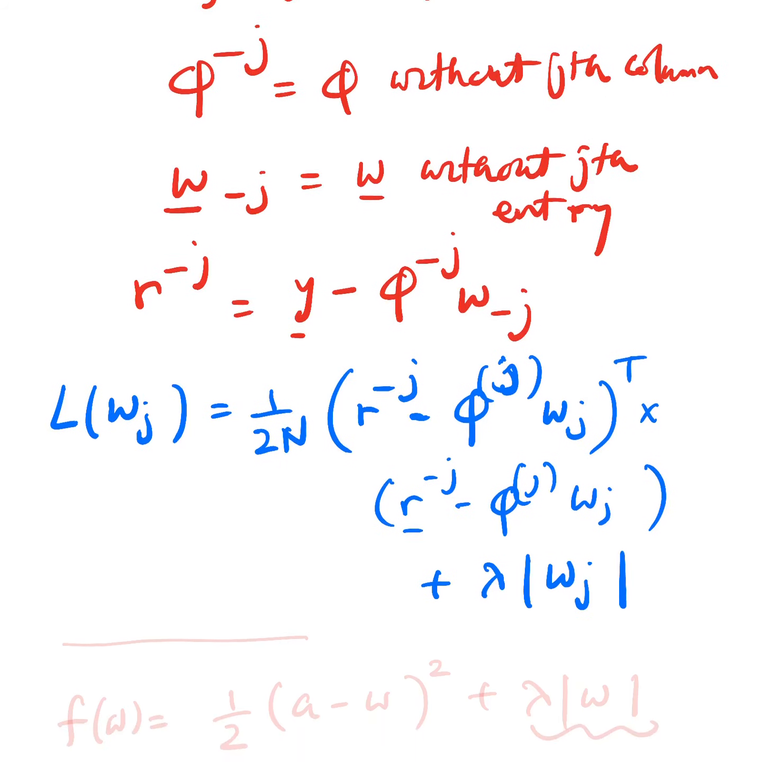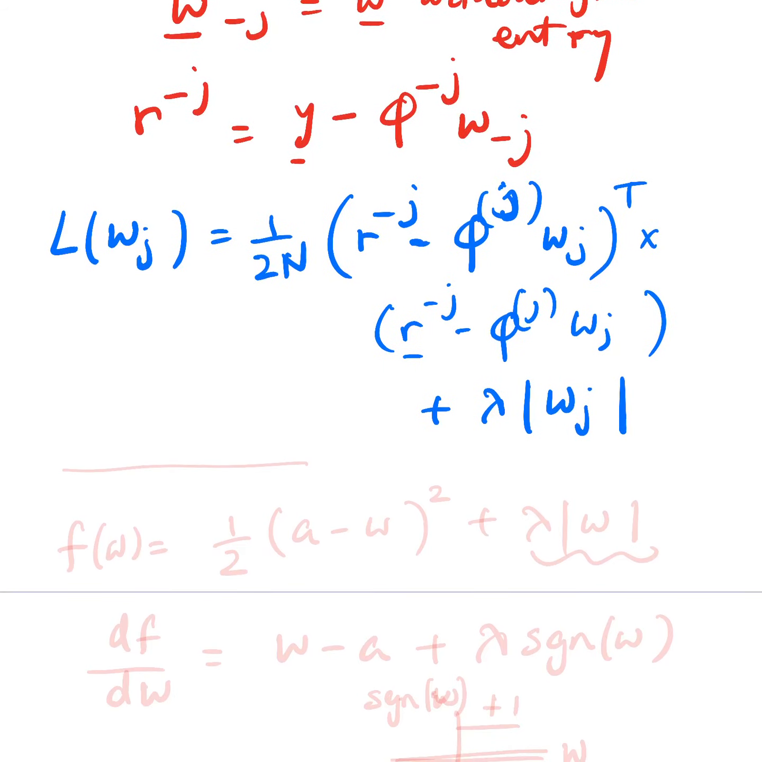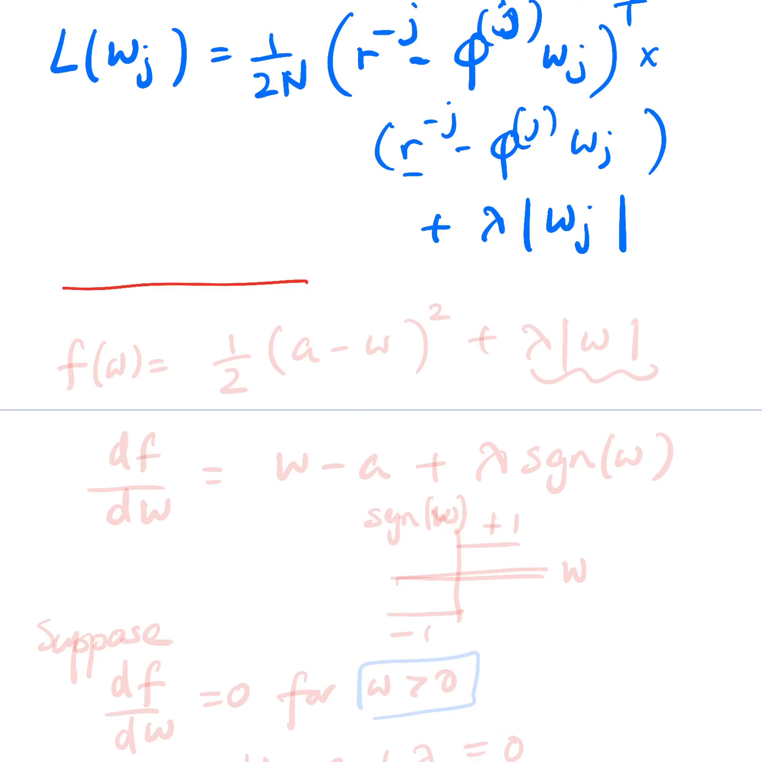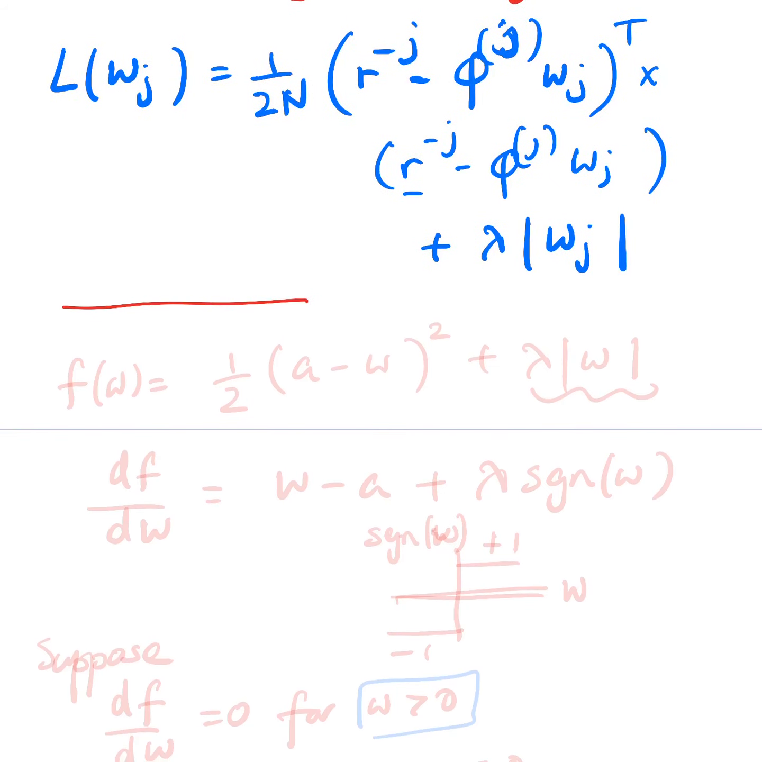So let me consider a simplified version of this problem to avoid messy notation and then come back to it. Let's say there's again the half, I like keeping that around to make things look nice. Half of some constant a minus some w that I want to optimize over, squared, plus lambda times the magnitude of w, and let's call this a function of w that I want to minimize. This is actually a convex function. It has a global minimum.